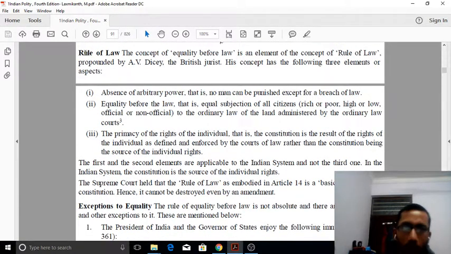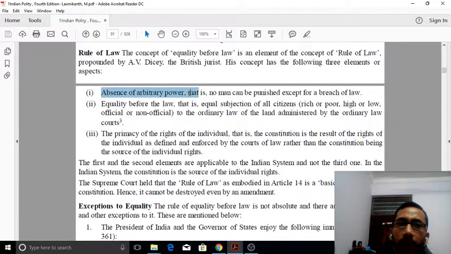Next is rule of law. This concept of equality before law is an elementary concept of rule of law propounded by A.V. Dicey. A.V. Dicey was the British jurist, right? And his concept has the following three elements. What are those three elements of rule of law?